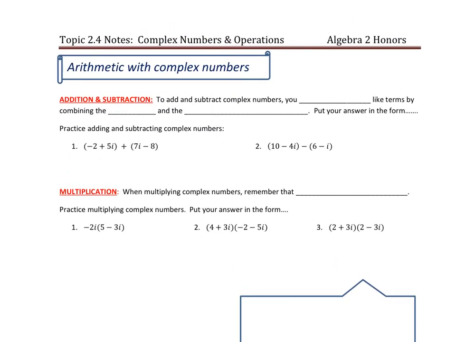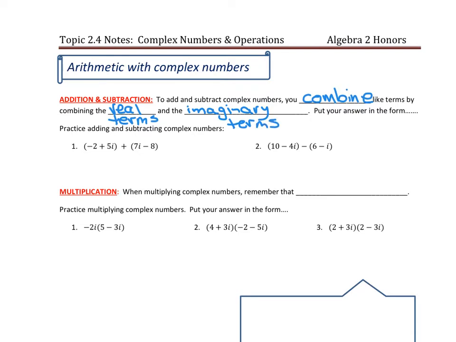Okay, so starting out with the simple, looking at addition and subtraction. To add and subtract complex numbers, we would combine like terms. And by that, I would mean combine the real parts, the real terms and the imaginary terms. So you're going to combine the like terms together.